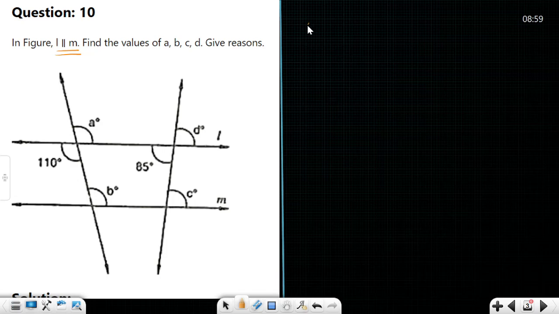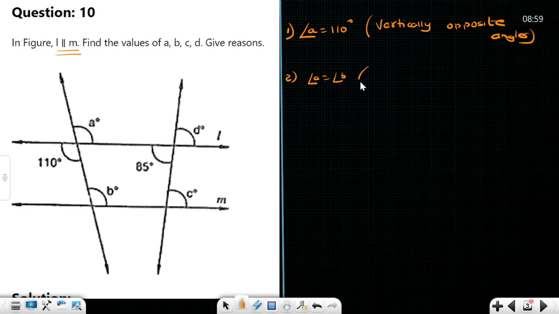If you see, Akshita, angle A will be equal to 110 degrees. It's the first step of our question. Angle A equal to 110 degrees. Reason also you should write, because vertically opposite angles. The second point, angle A will be equal to angle B because they are corresponding angles, which we learned in the parallel lines concept, na? Corresponding angles. Angle A equal to angle B, they are corresponding angles.